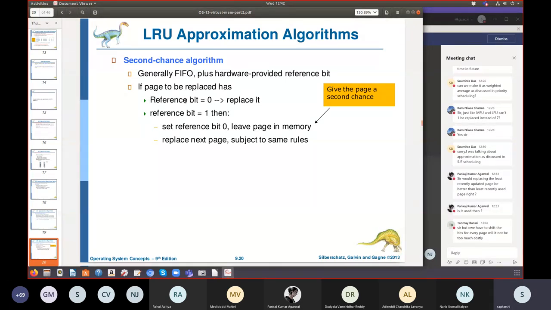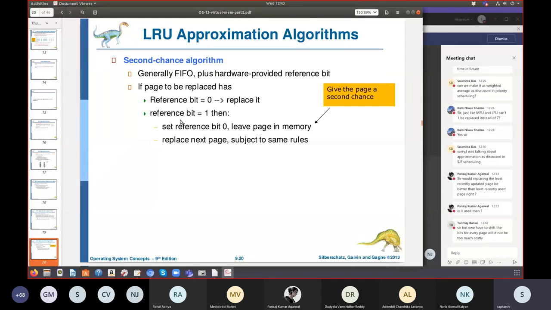If there is a page with reference bit 1, then set the reference bit to 0 and this time leave the page in the memory. You are giving it a second chance. So next time, when this page is checked, the reference bit will be found to be 0, and then the page will be replaced. So here you are giving the page a second chance.